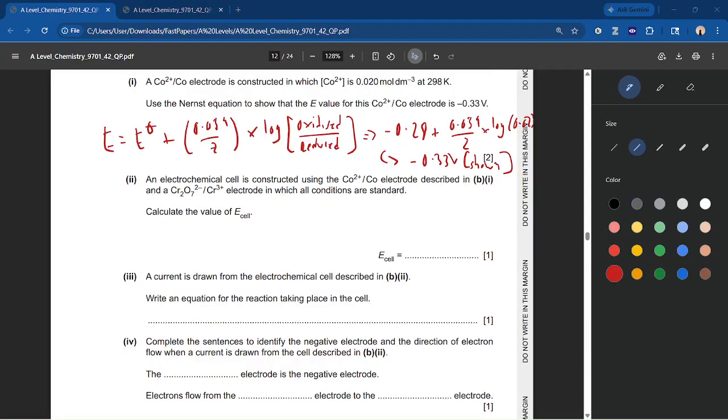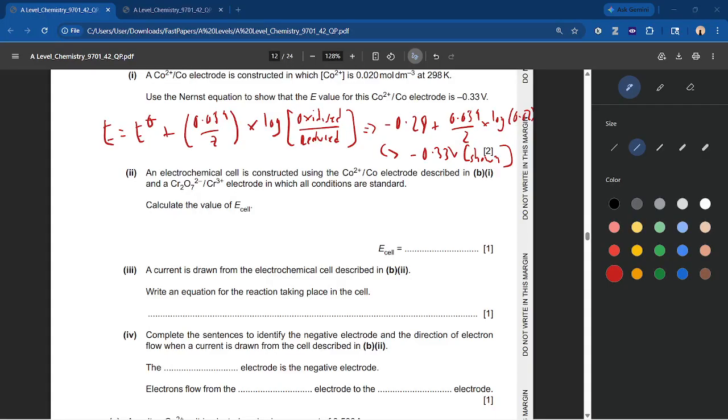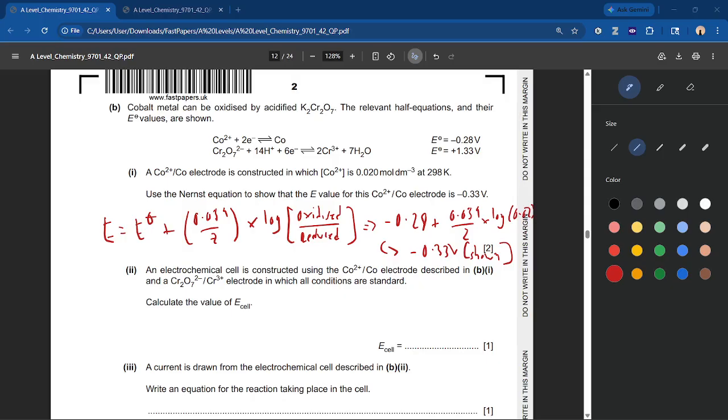Calculate the value of the E cell. An electrochemical cell is constructed using the cobalt chloride electrode described in B1 and a Cr2O7 electrode, in which all conditions are standard. So calculate the value of the E cell. This is fairly straightforward. You don't have to think too much about this.